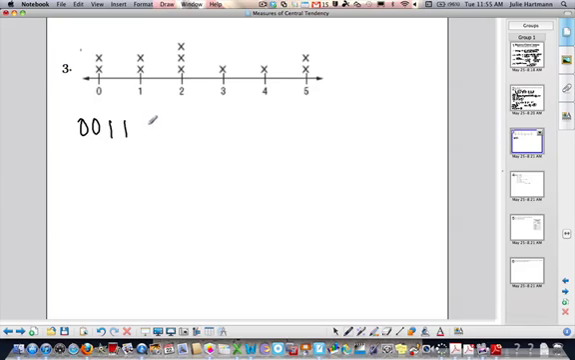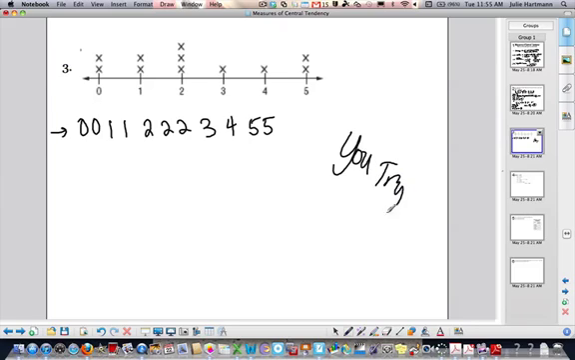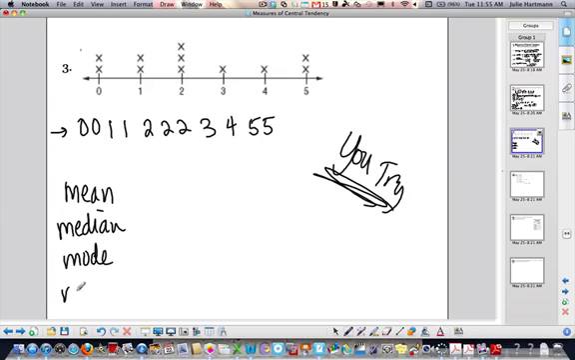There are 2 ones, there are 3 twos, 1 three, 1 four, and 2 fives. Okay, so your data could be written out like that. And then you go from this and find, again, each of your mean, median, mode, and range. I'm going to leave that as part of your "you try" to finish. Find the mean, median, mode, and range. Pause the video, find each of those, please, and we will go over it in class tomorrow.